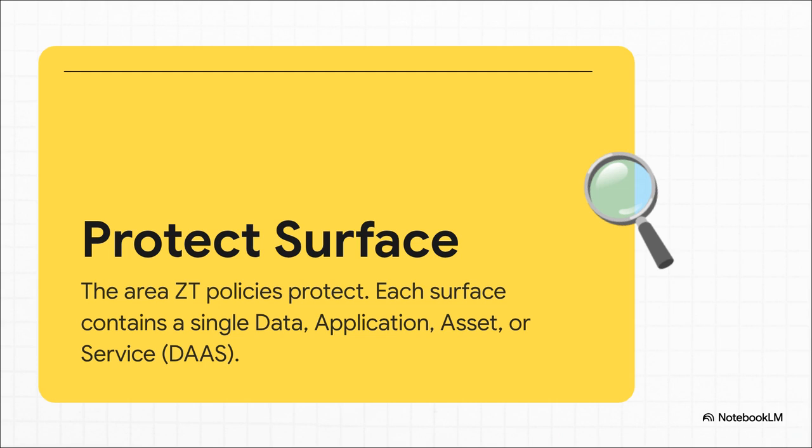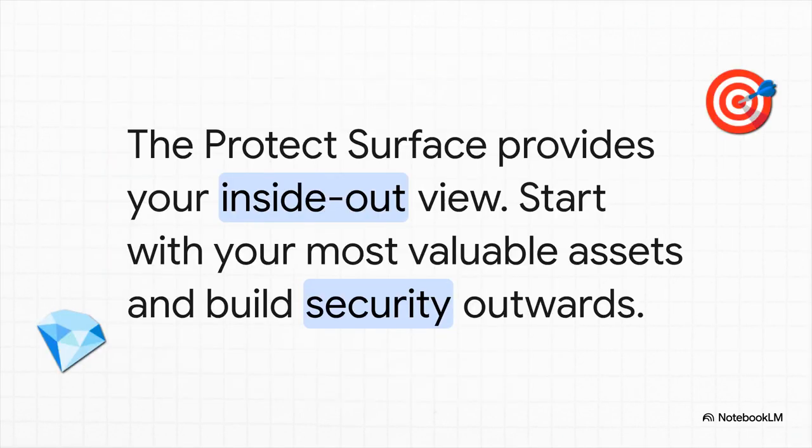The key here is that a protect surface is small, it's specific, and most importantly, it's knowable. The way to think about it is as an inside-out approach. You start with what's most important, right in the center, and you build your security outwards from there. It's all about what you must protect above all else.